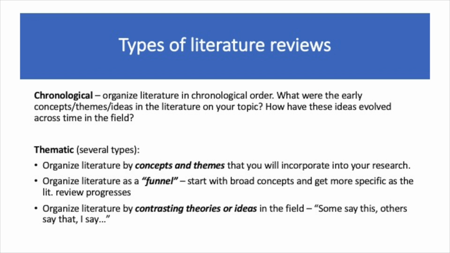Now the last one is to organize literature by contrasting theories or ideas in the field. So you would set this up in a slightly different way. Perhaps you'd have one section of your lit review on one theoretical perspective that's really prevalent in the literature on your topic. And then there's a contradictory or contrasting theory, and that's going to be the second section. You're going to say, however, other scholars say this.